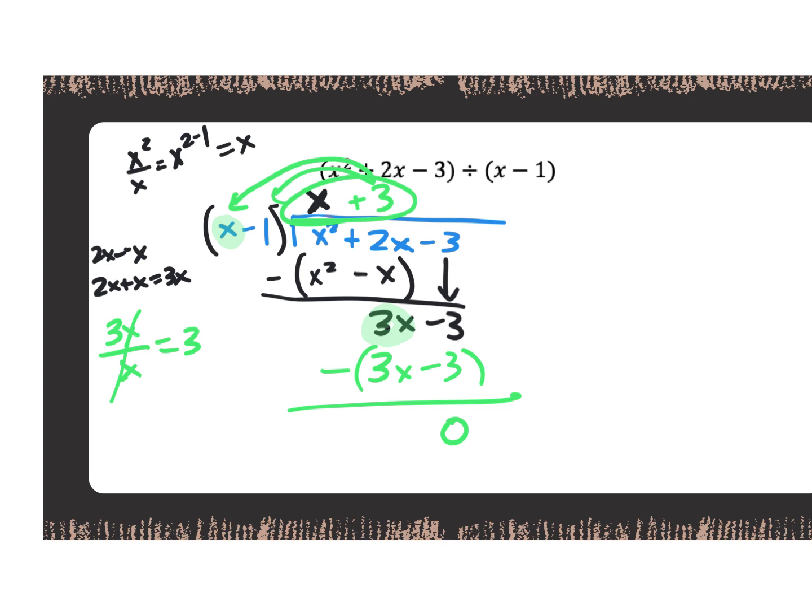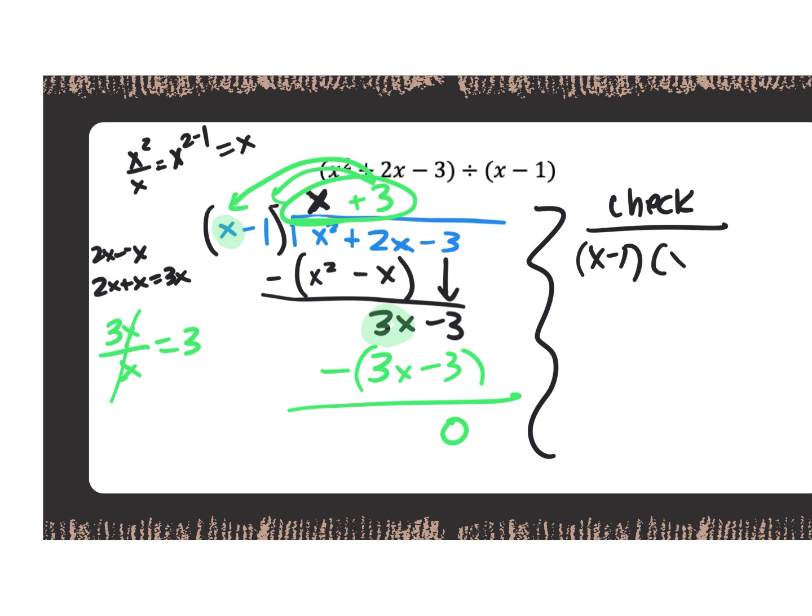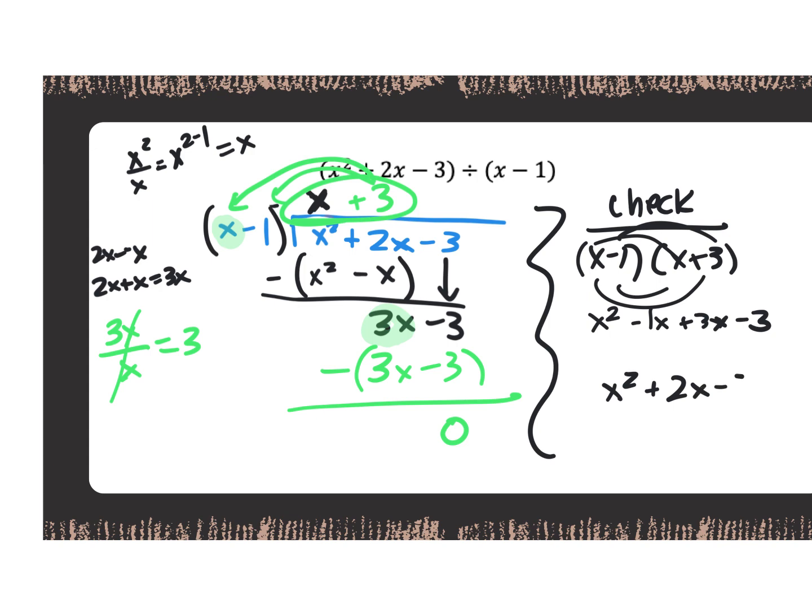So because I do have a remainder of 0, I can check my work by multiplying the number I divided into my polynomial, x minus 1, by x plus 3. So I'm going to FOIL here. I have x times x, which is x squared, negative 1 times x, which is negative 1x, x times 3, which is positive 3x, and then negative 1 times 3, which is negative 3, which simplifies to the number I was originally dividing into, x squared plus 2x minus 3.